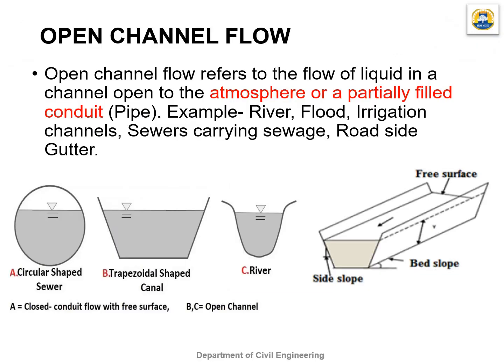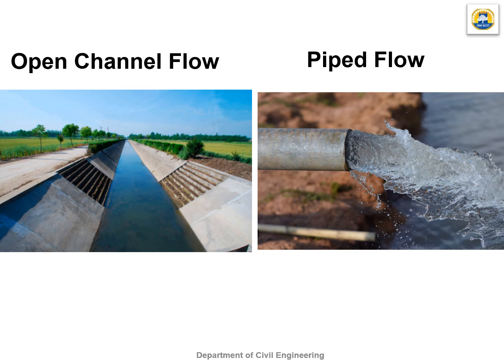Open channel flow refers to the flow of fluid in an open channel to the atmosphere or a partially filled conduit. For example, rivers, floods, irrigation channels, sewers carrying sewage, and roadside gutters are a few examples of open channel flow. When you look at the picture, you can see the open channel flow which has a side slope and a bed slope which carries the liquid along the cross section of the channel.